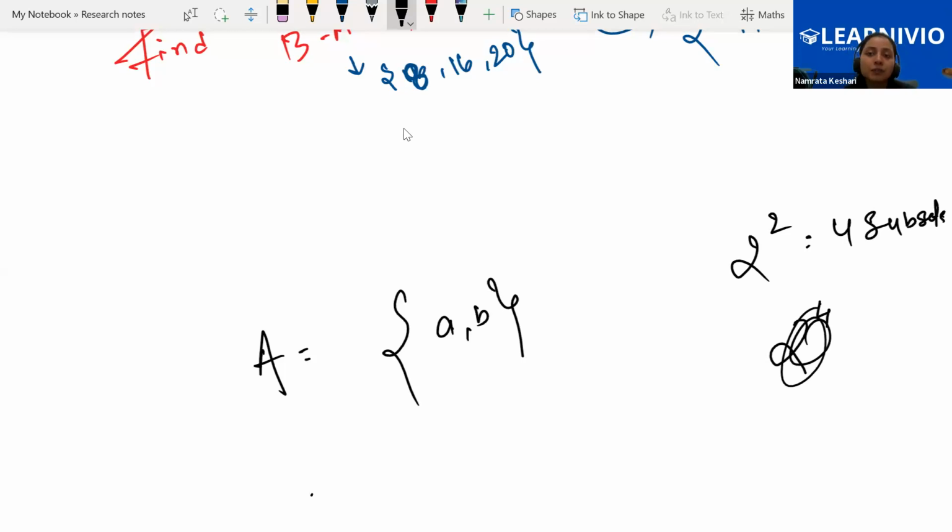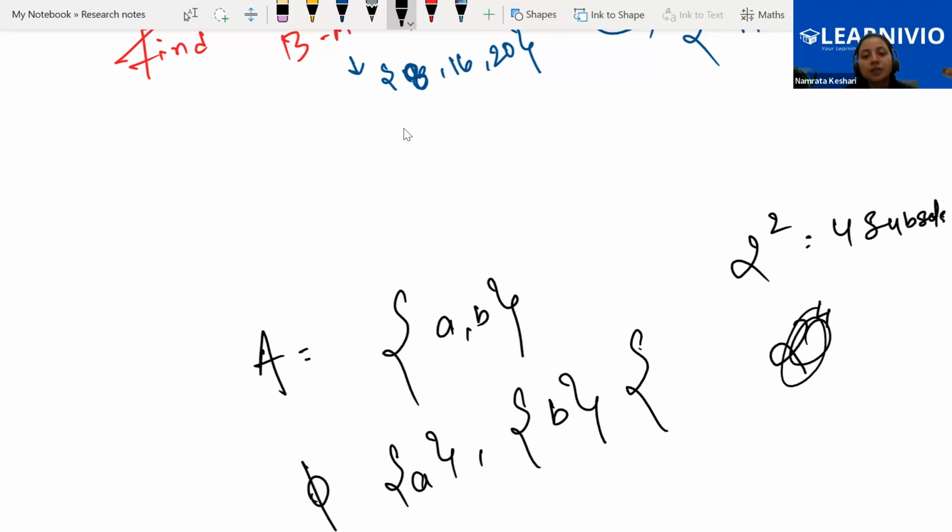Okay, first one will be the empty set. Ali, next one will be a set containing the element a. Perfect. Yes, Naufal, next one will be b, and the last one will be a, b. This is how we make the list of all the sets which will be subsets of set A.